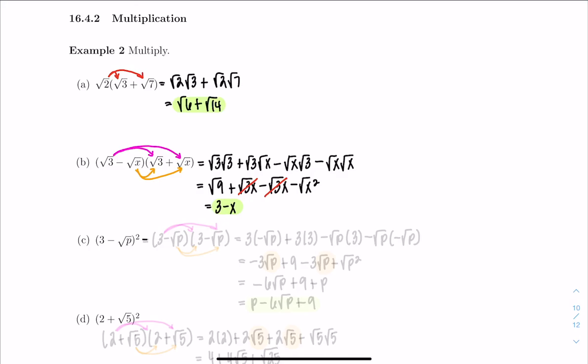For part C, we want to write it twice and then FOIL it. So we get 3 minus the square root of p times 3 minus the square root of p. And then we're going to do the same thing we just did in part B.